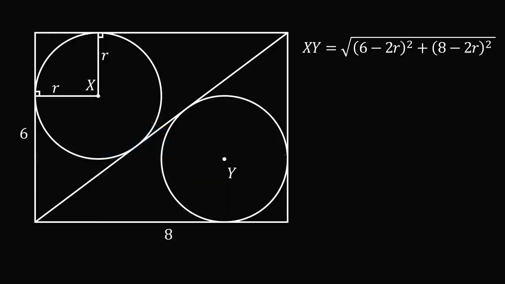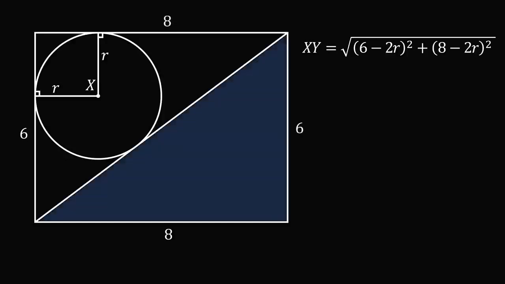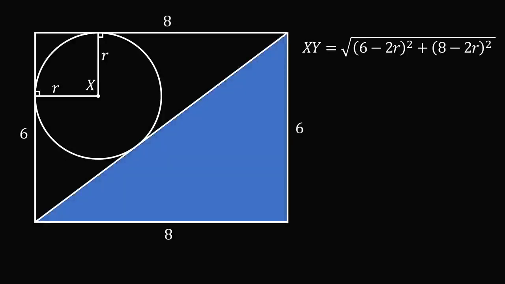Let's focus on 1/2 of the rectangle. This right triangle has legs equal to 6 and 8, which means its hypotenuse is equal to 10. The area of half of the rectangle is equal to 6 times 8 divided by 2, which is equal to 24. But there's another way that we can solve for the area of half the rectangle. Construct the following radius of circle X to the tangency point with the diagonal of the rectangle.